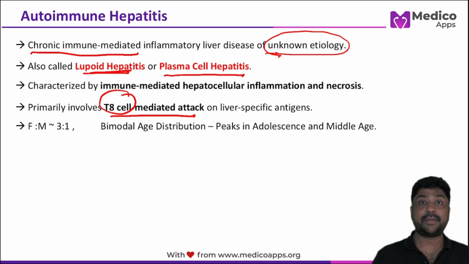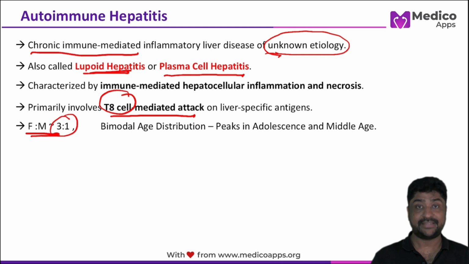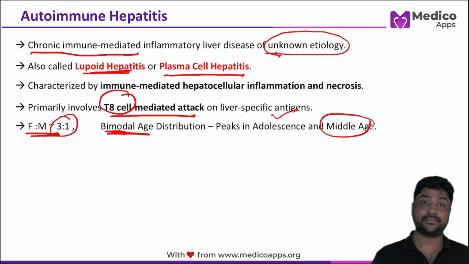There's a clear female predominance with a female to male ratio of about 3:1, and the age distribution is bimodal, meaning two distinct peaks, one in adolescence and another in middle age. This is a high-yield epidemiological pattern.